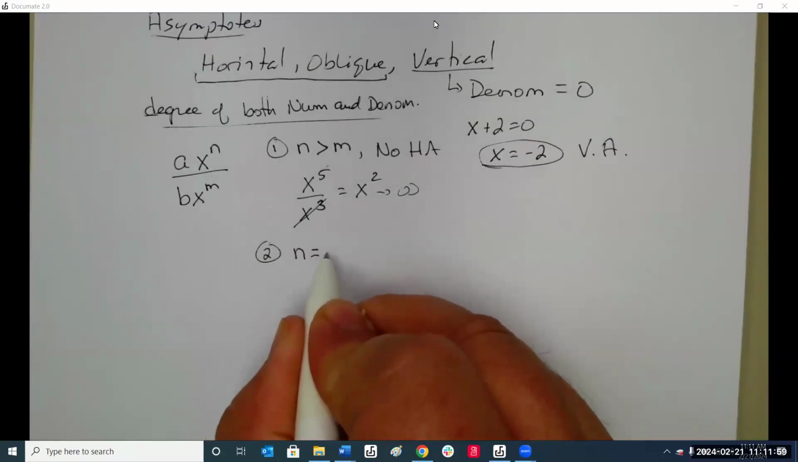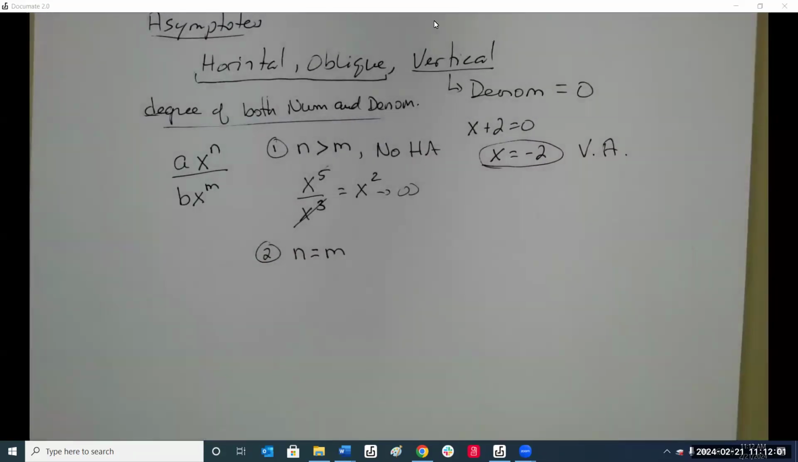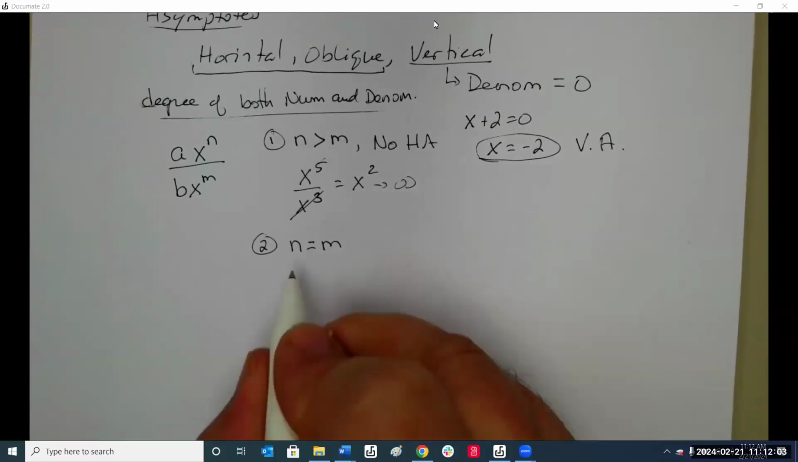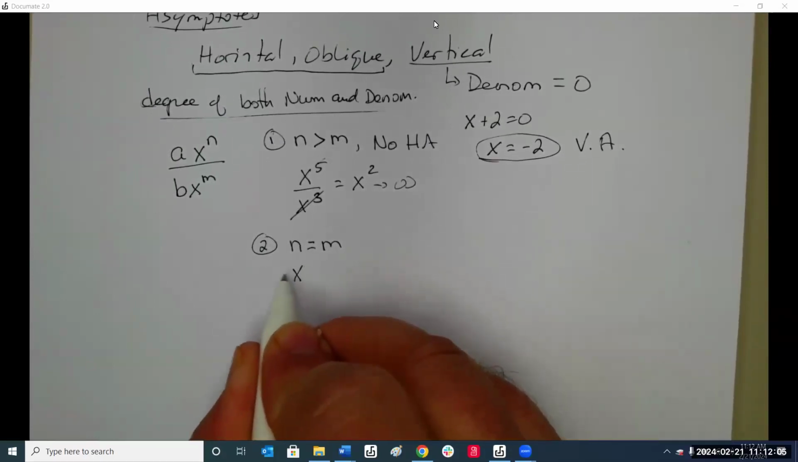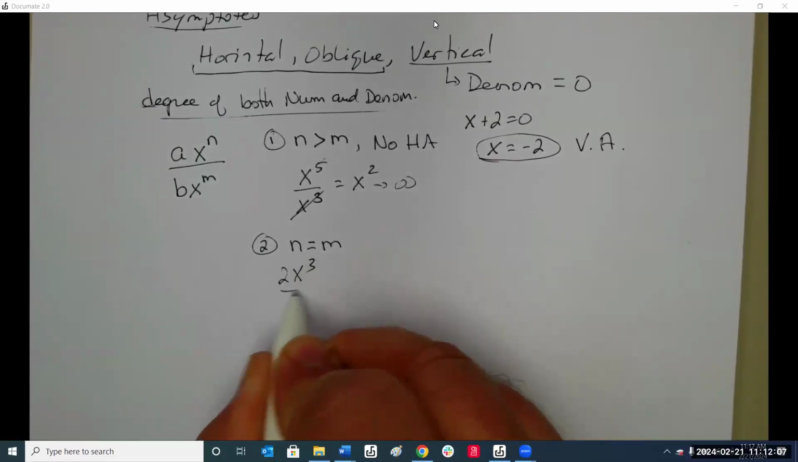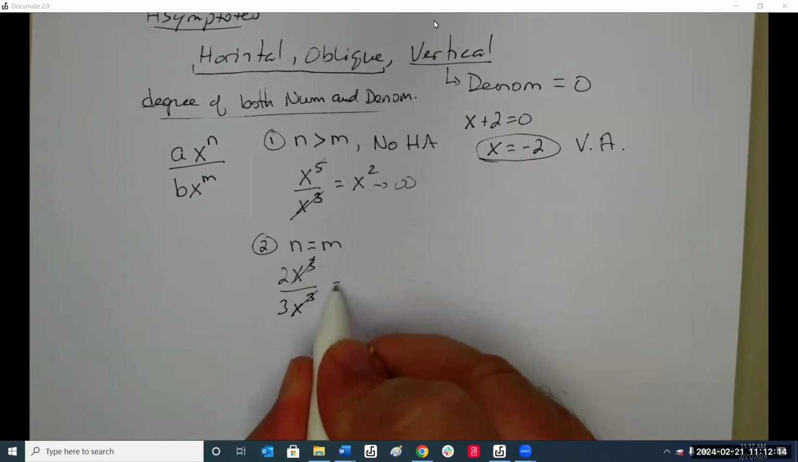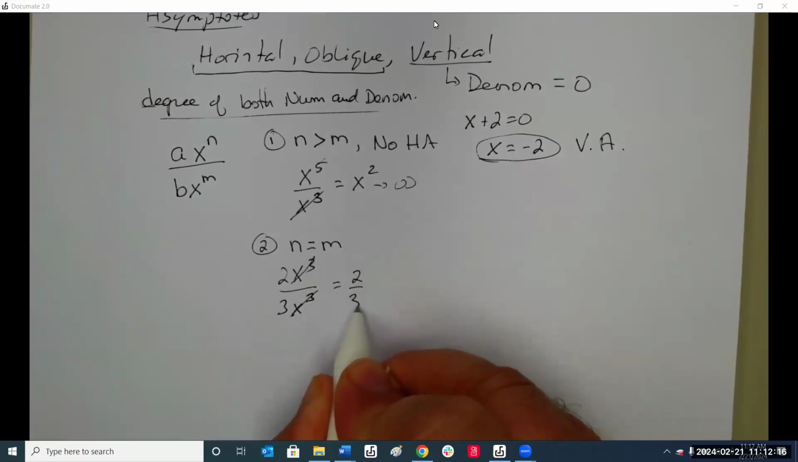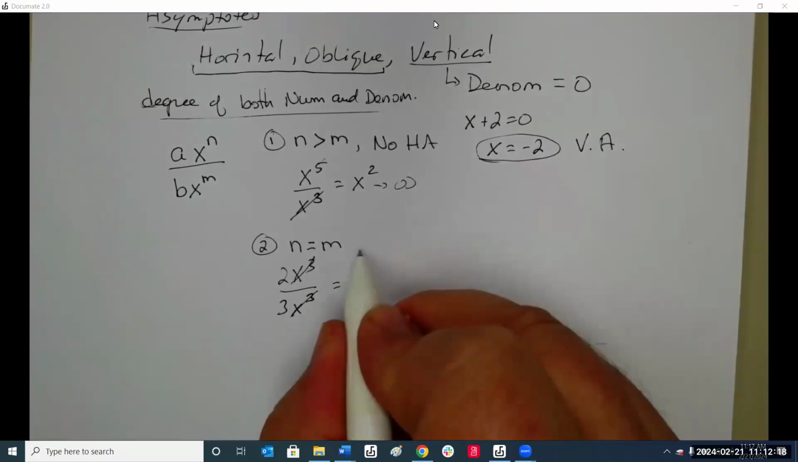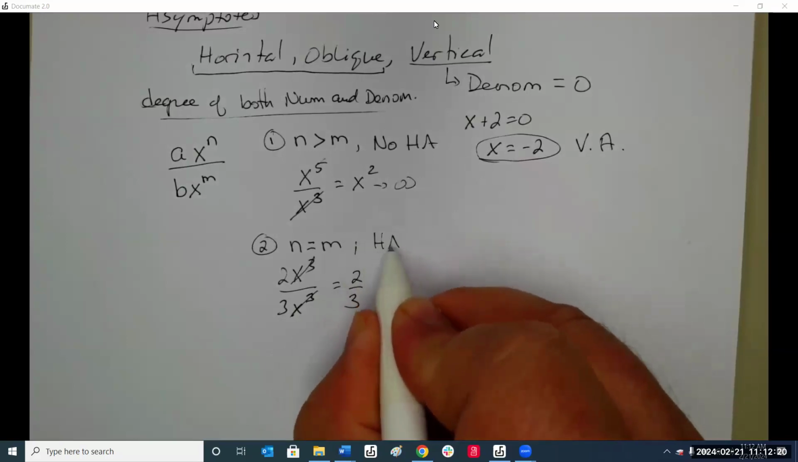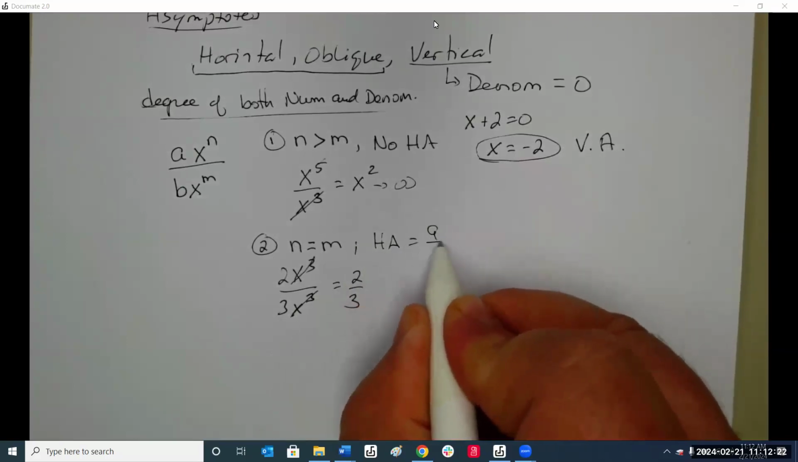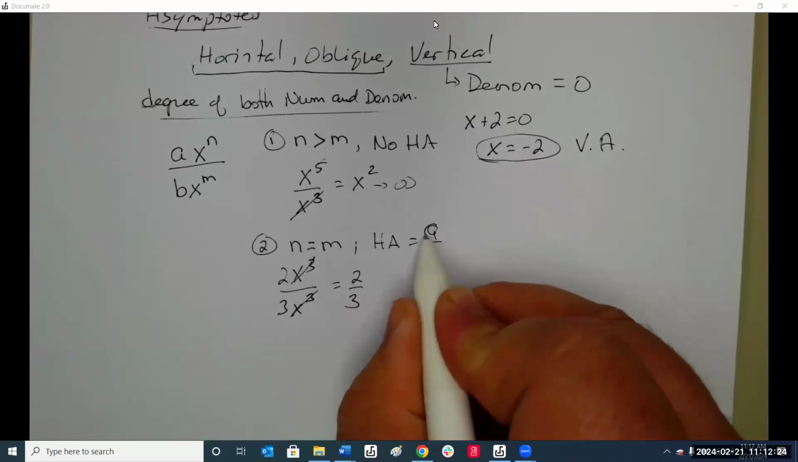If the top and the bottom are equal in degree, in other words, if we had 2x to the third over 3x to the third, the x to the thirds cancel. So we're only left with the coefficients. So the horizontal asymptote is the ratio of the leading coefficients.